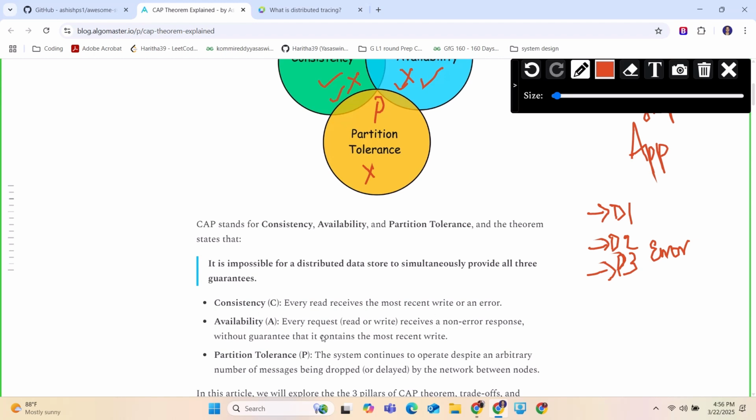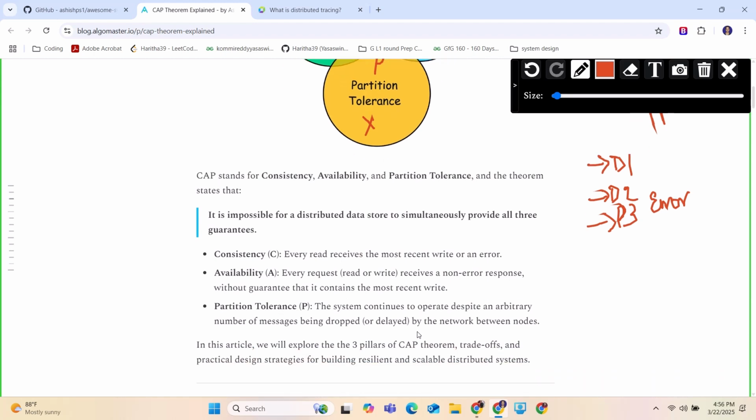And then availability. Every request, read or write, receives a non-error response, without a guarantee that it contains the most recent write. It means every request receives a non-error response. It should be available at any point in time. It will give some response, but you do not know whether it is the most recent write, that is, whether it is consistent data.